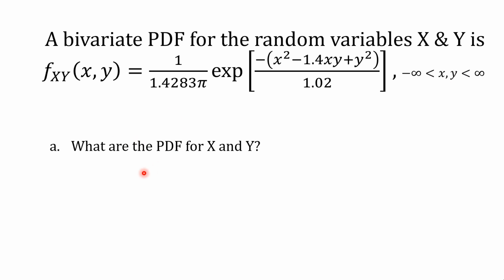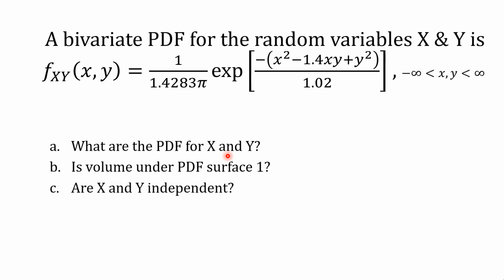For this, they have asked us to calculate the PDFs for x and y. They are nothing but single random variable probability density functions, also called probability densities or marginal densities. The next point is whether the volume under the PDF surface is 1. And are x and y independent?